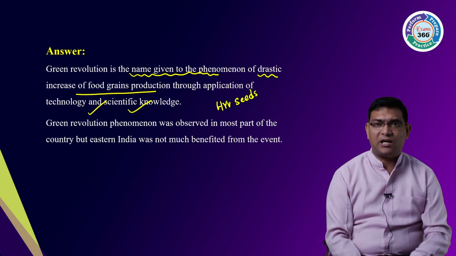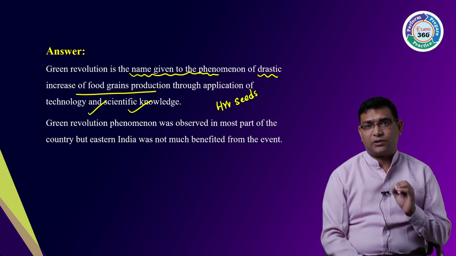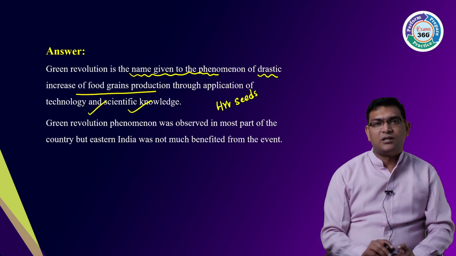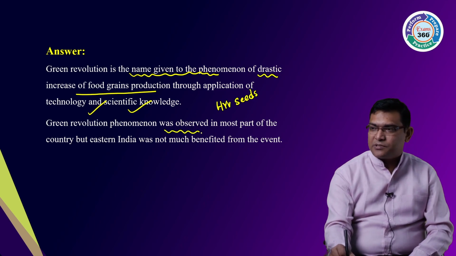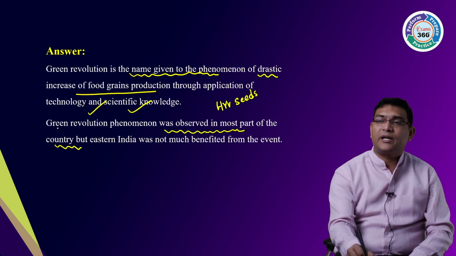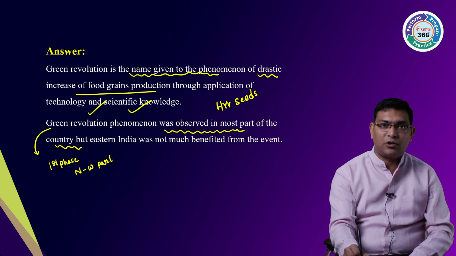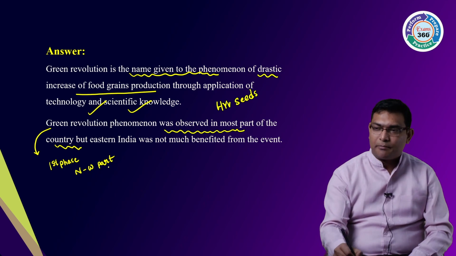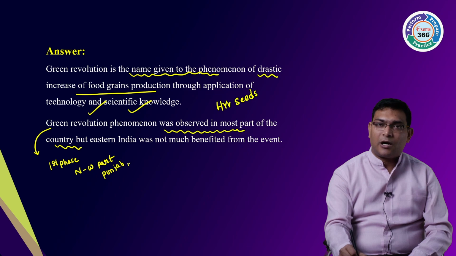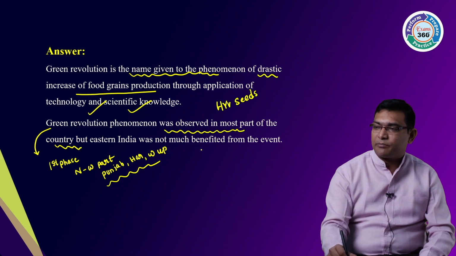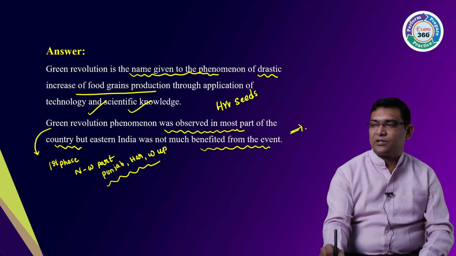Because of high yield variety seeds, technology and scientific knowledge, food grains have increased drastically. The Green Revolution phenomenon was observed in most parts of the country. The first phase of the Green Revolution itself started in the northwestern part of India, that is your Punjab, Haryana and Western UP. It started in these regions. So the Green Revolution was observed in most parts, but the Eastern part was not much benefited from the event. So what are the reasons?